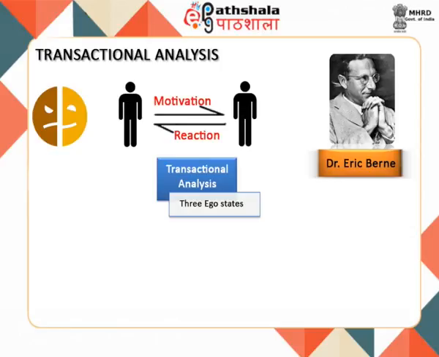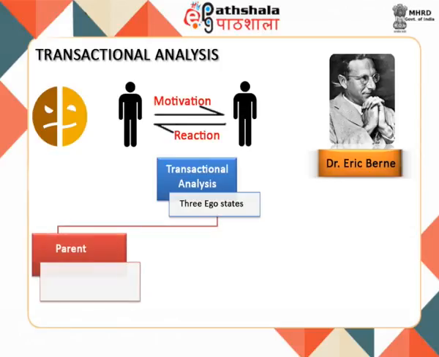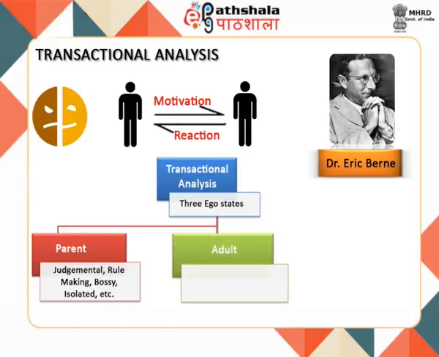The three ego states are parent. It is a collection of recordings in the brain of an individual related to behavior, attitudes, and impulses imposed on a child in childhood from various sources such as society, parents, friends, etc. The features portrayed by individuals in this stage are being judgmental, rule making, bossy, isolated, rigid, and overprotective, etc.